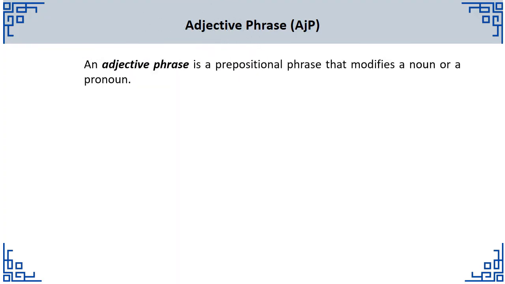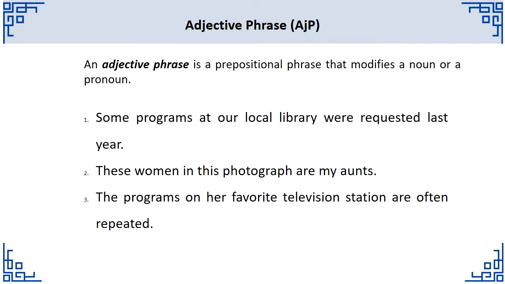Adjective phrase. An adjective phrase is a prepositional phrase that modifies a noun or a pronoun. This phrase answers the question which one. The adjective phrase follows right after the noun or pronoun that it modifies or describes. Generally, if you cannot logically move the prepositional phrase within the sentence, it is most often an adjective phrase. Remember that an adjective phrase contains no verb.